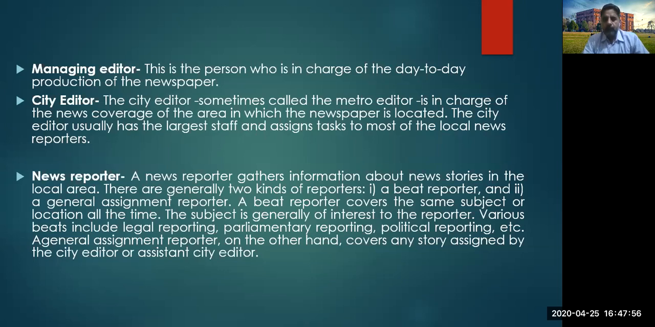Reporters, as you know from my previous lectures, are responsible for gathering information about news stories in local areas. There are generally two kinds of reporters: a beat reporter and a general assignment reporter. Beat reporters work only on a specific beat, while general assignment reporters are allowed to work on any assignment, whether it's crime, health, art and literature, film, or drama. They can cover anything. But beat reporters mostly remain in their beat. They cover a subject.